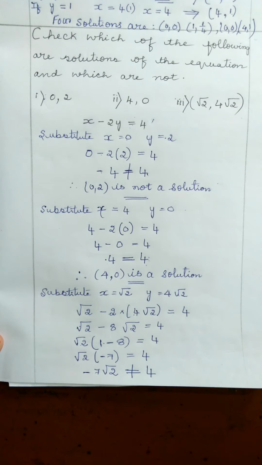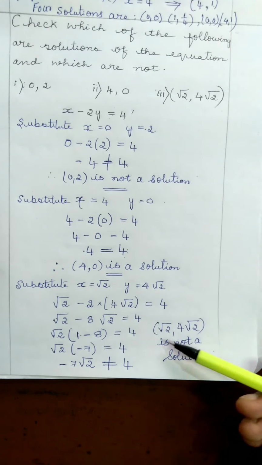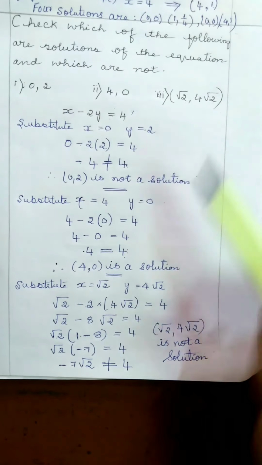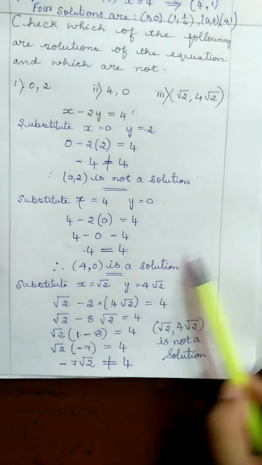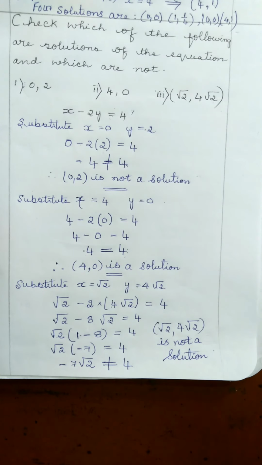Hence, we can say that (root 2, 4 root 2) is not a solution to the equation. So out of these three, (4, 0) is a solution to the equation x minus 2y equal to 4. Thank you.